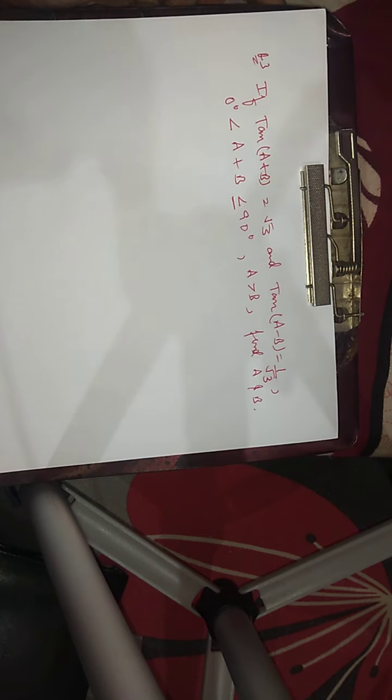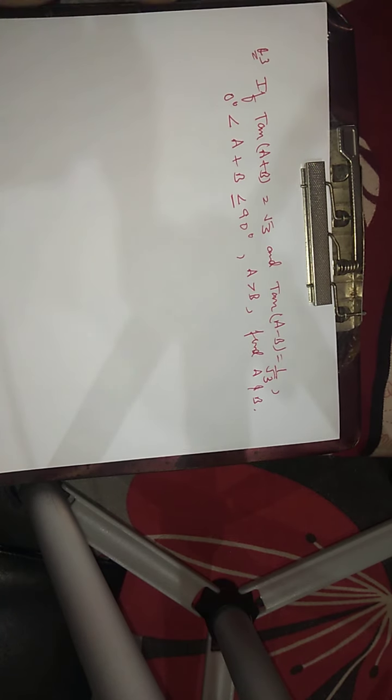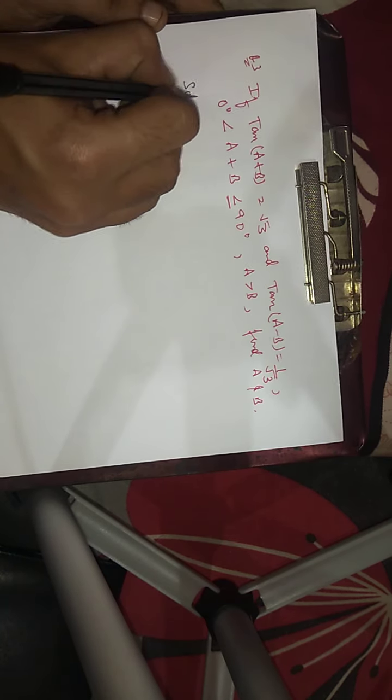So listen students, what we are given here is that tan a plus b is equal to under root 3, tan a minus b is equal to 1 by under root 3, and a plus b lies between 0 and 90. The sum a plus b can be equal to 90, but it cannot be 0. It would always be greater than 0, and a is greater than b. So we just have to find the value of a and b. How can we proceed for it?